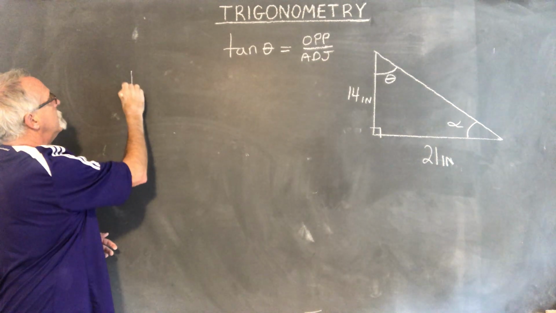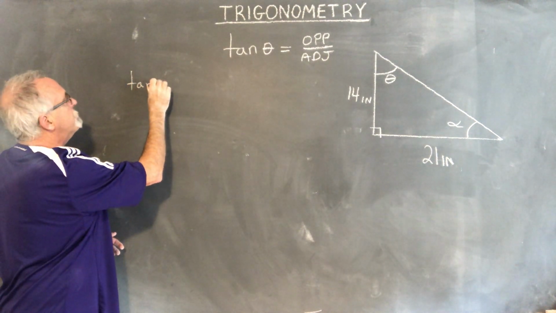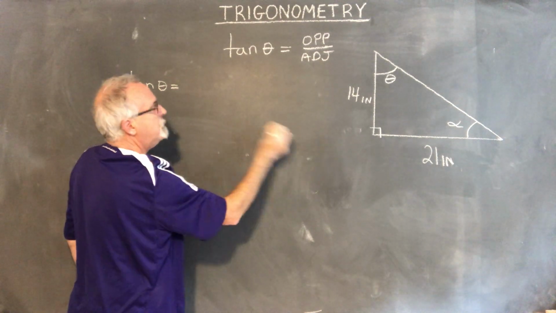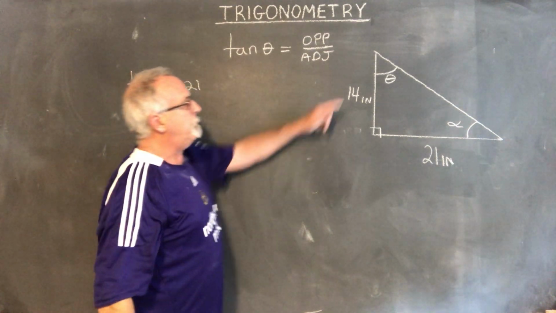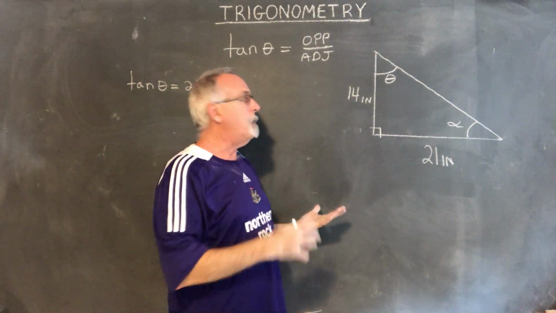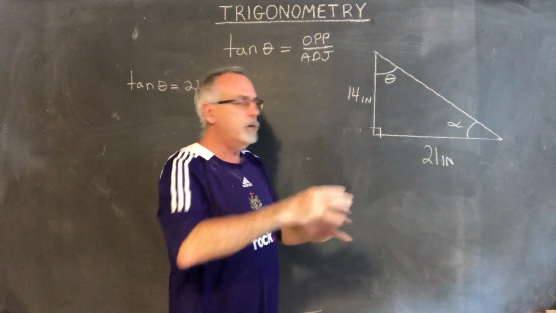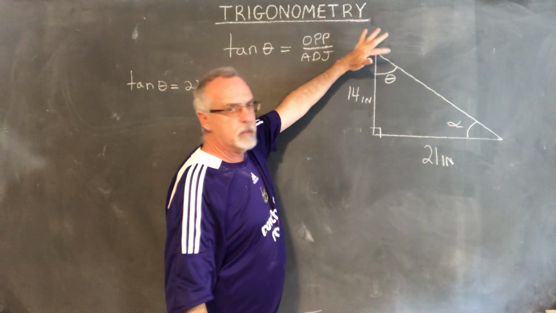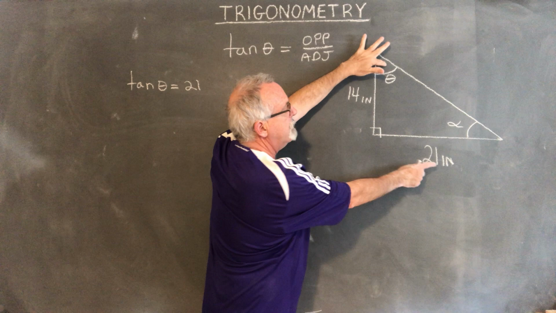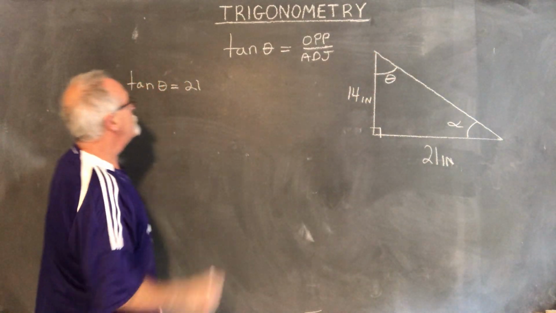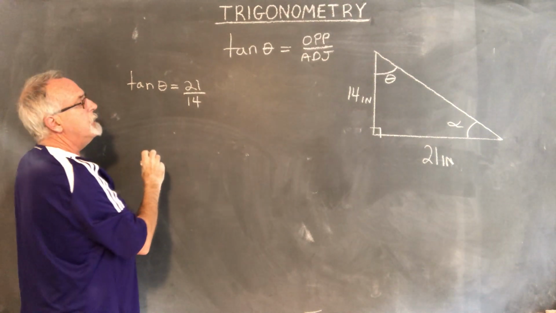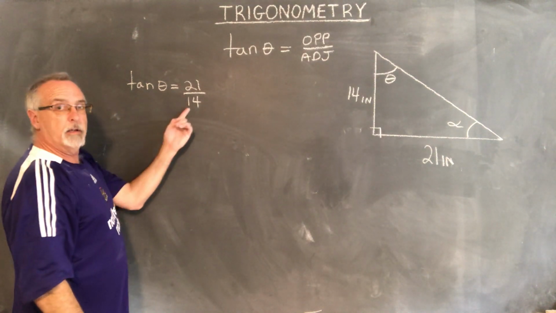So tan of theta, I'll do the theta first, is equal to the opposite, which is the 21. Again, remember, put your finger on the angle that you're using when you're doing a problem, if you have trouble remembering and orienting yourself. But I think this is temporary, that students like to put their finger on the angle. From here, I can see that the opposite is the 21, and the adjacent is the 14. So I can solve this now. I can simplify right away.